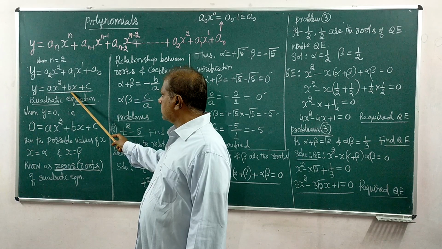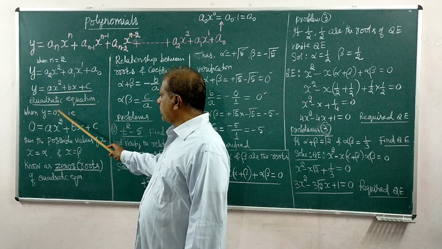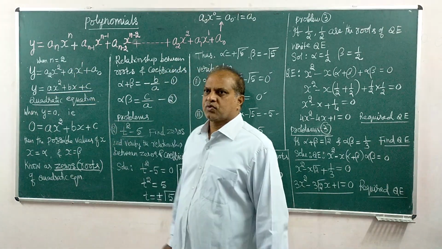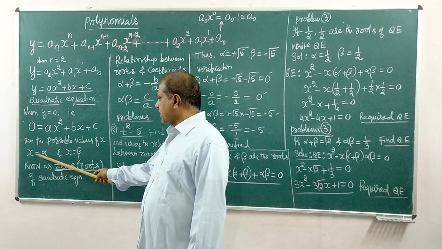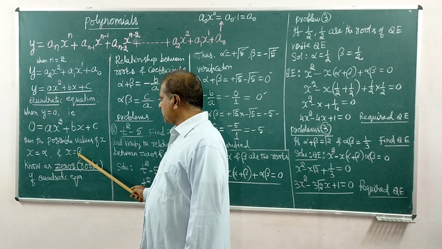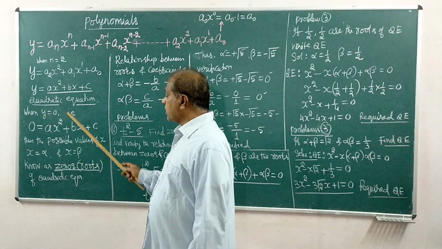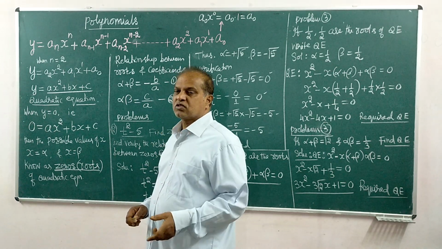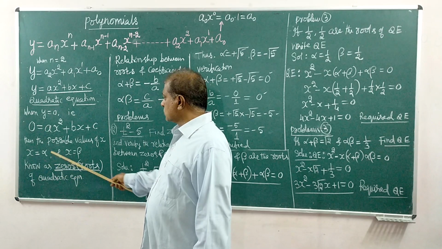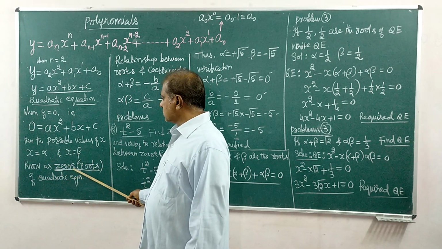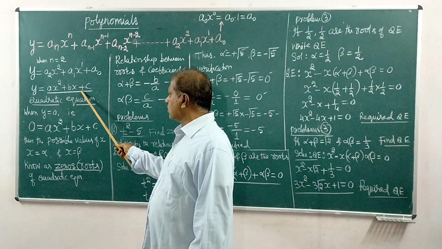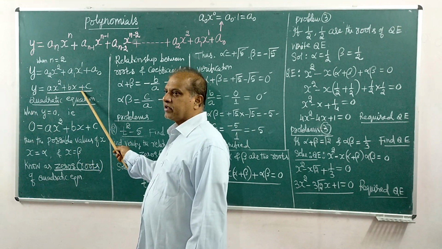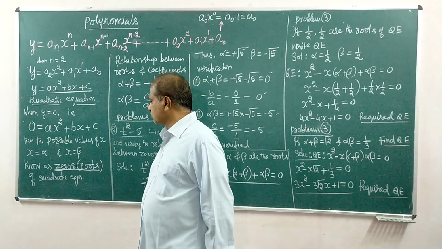This is the quadratic equation. When I put y equals 0, there are two possible values of x. Let x equals alpha, x equals beta. Only when y equals 0 are there only two possible values of x. Those values of x are called zeros of this polynomial or roots of this polynomial. This is a second degree polynomial, a quadratic equation.